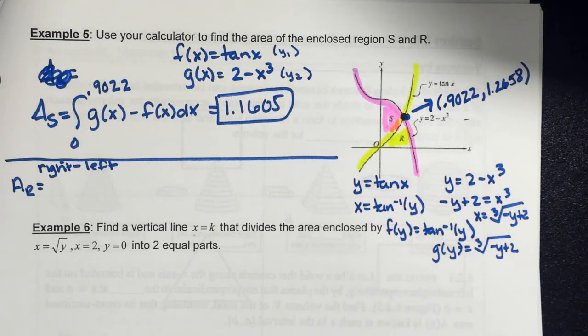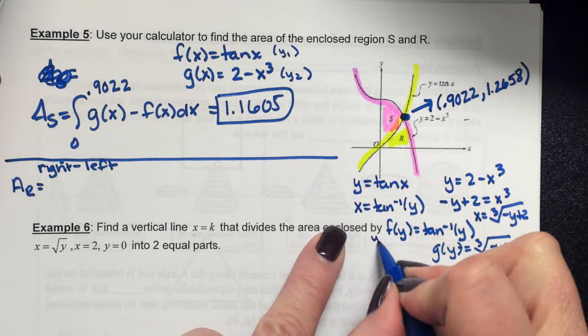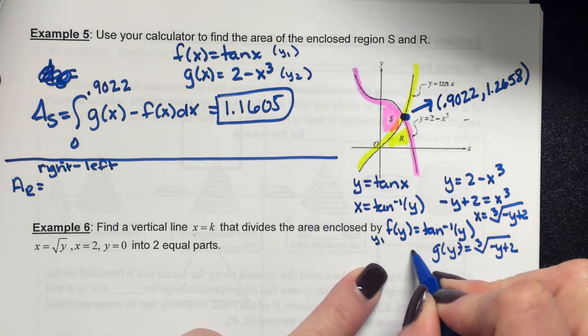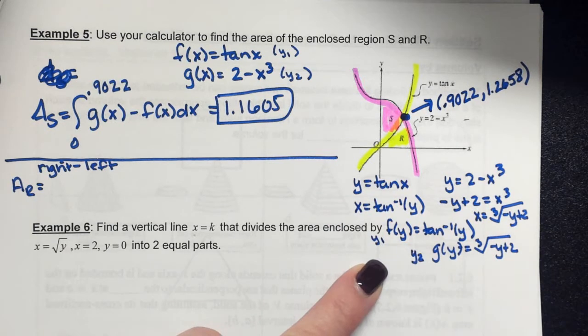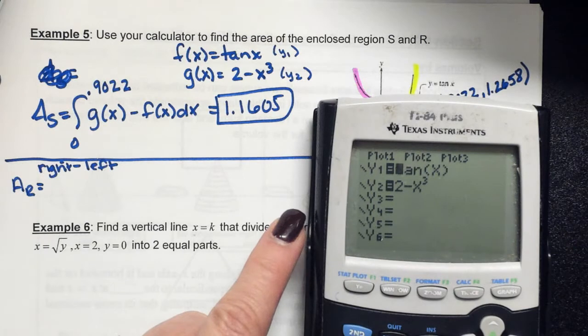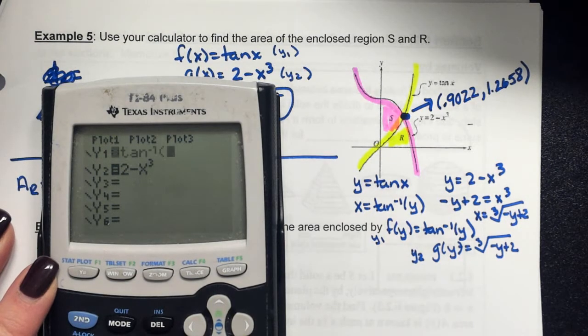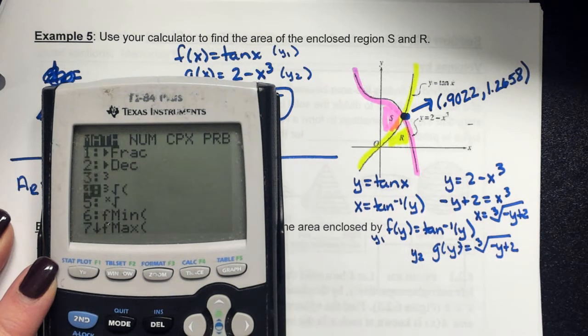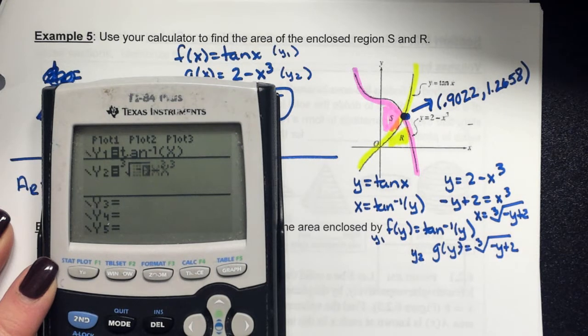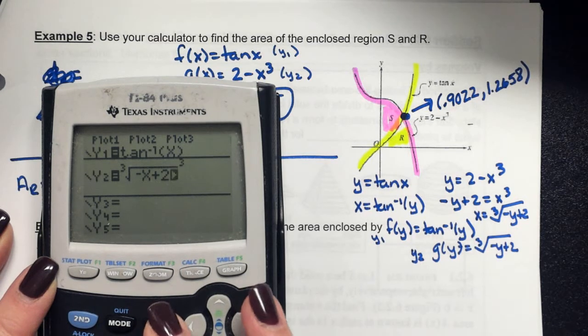So now on my calculator, remember what I'm going to do is load my f of y under y1. I'm going to load g of y under y2. So my inverse tangent is going to go under y1. And then the cube root of negative x plus 2 goes under y2. Just keep track of where you're putting your functions.